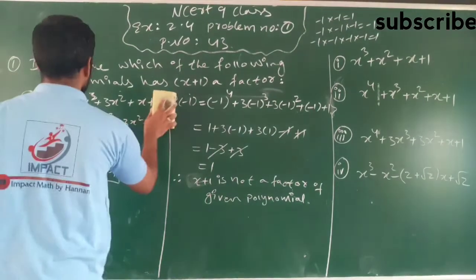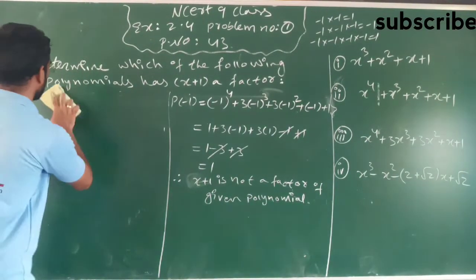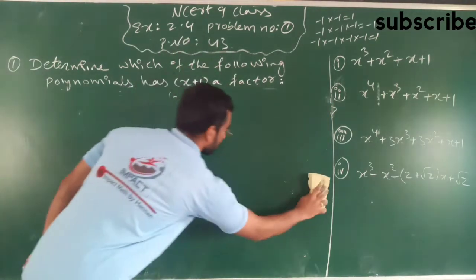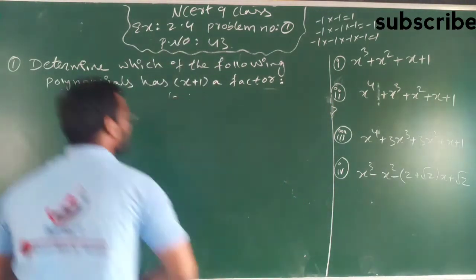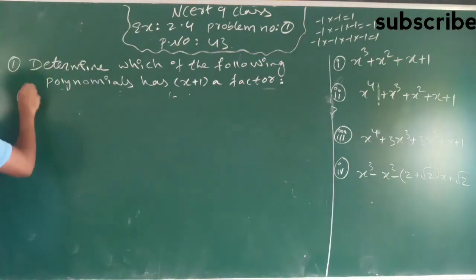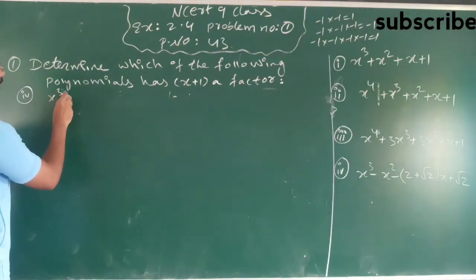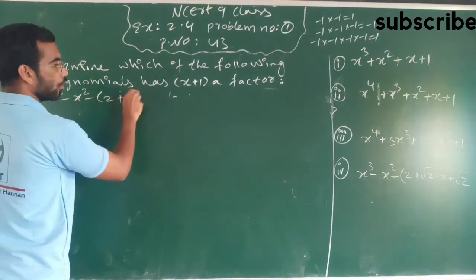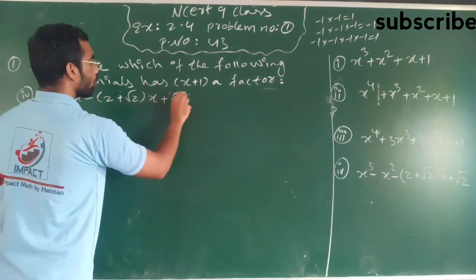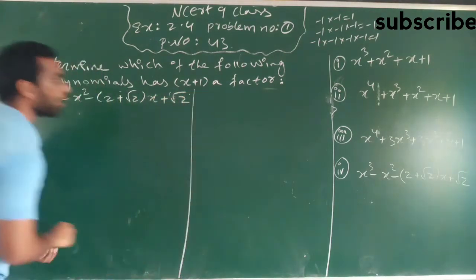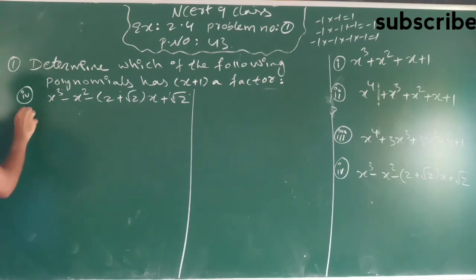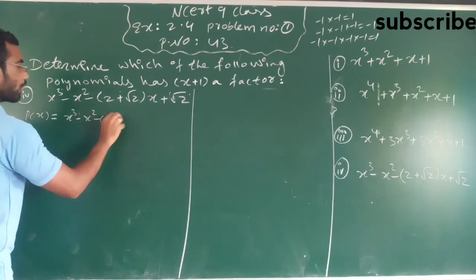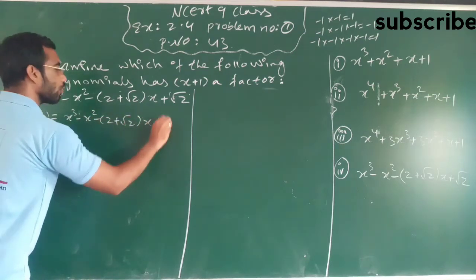Last question. Fourth, it is given x cube minus x square minus of 2 plus root 2 x plus root 2. How to do this problem? Remember one thing. P of x we already know, that is x cube minus x square minus of 2 plus root 2 x plus root 2.